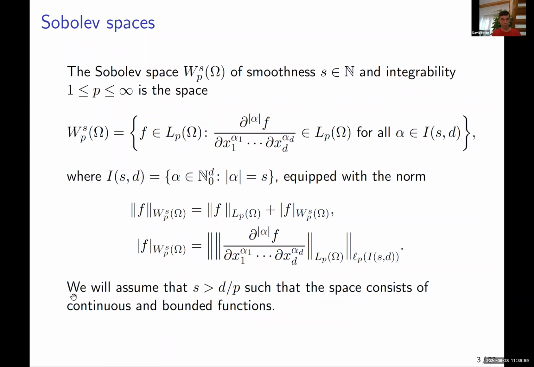Okay, and we will always assume that the smoothness s is greater than the dimension divided by the integrability, because this ensures by the Sobolev embedding theorem that the functions in the space are indeed functions, not equivalence classes with respect to the Lebesgue measure, and they are even continuous and bounded functions.